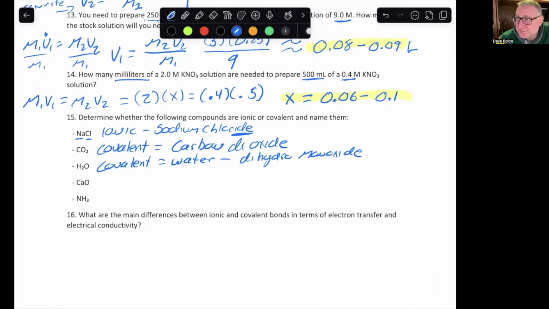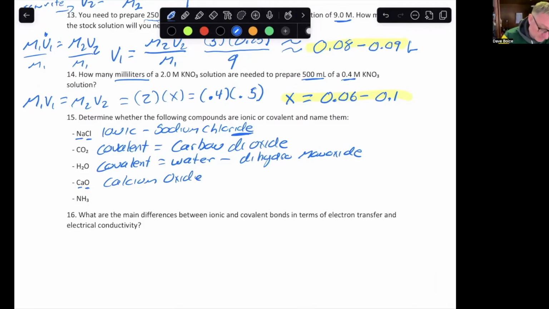All right, calcium and oxygen. Well, calcium is a metal and oxygen is a non-metal. Okay, and so we're going to call that calcium oxide.